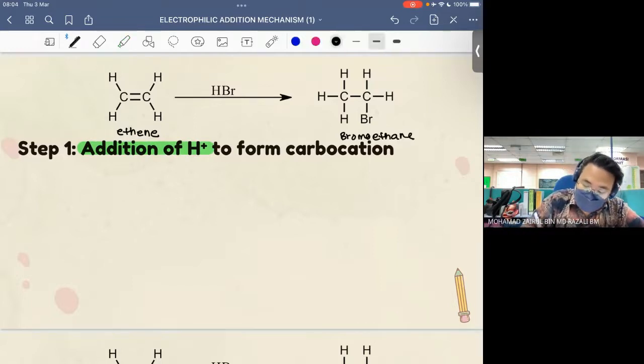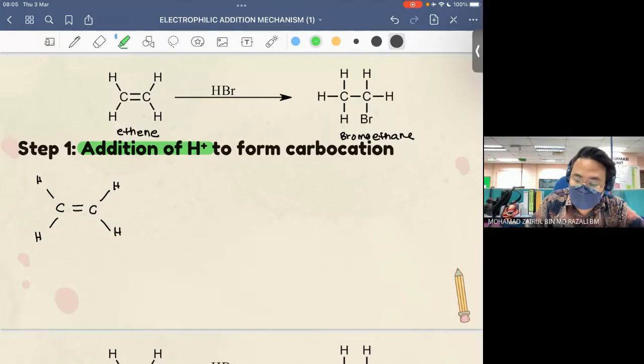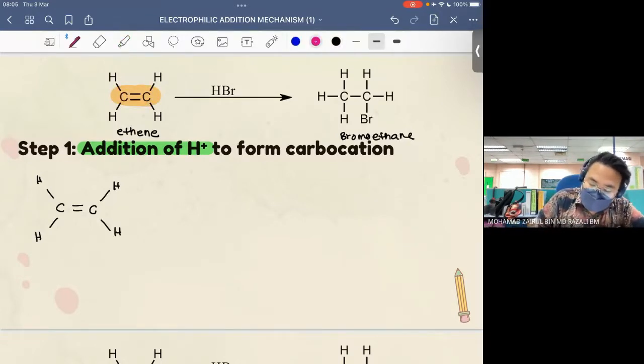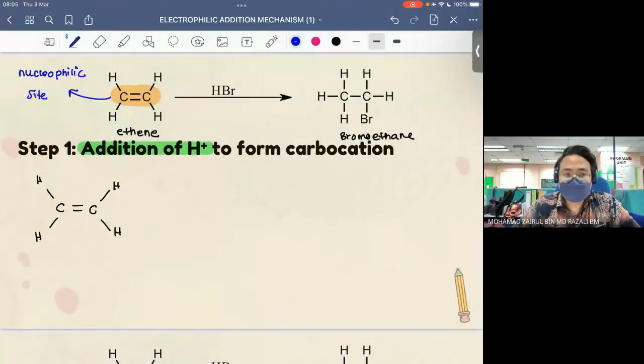So apa yang akan berlaku adalah, kita ada C double bond C, H. Kalau awak tengok sini, dalam carbon double bond carbon ataupun in any alkene molecule, we have carbon double bond carbon. So the carbon double bond carbon ini we call it as a nucleophilic site. Kenapa saya panggil dia sebagai nucleophilic site? Sebab at that particular area kita ada high density of electron. So maknanya dia adalah electron rich species.